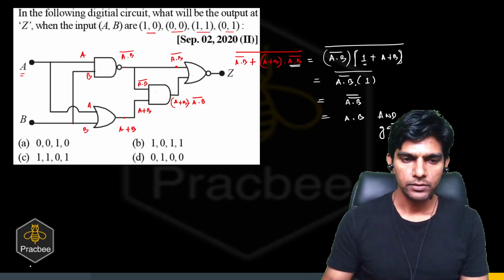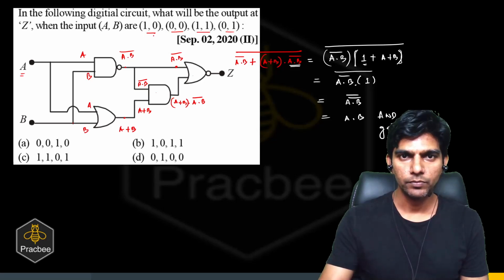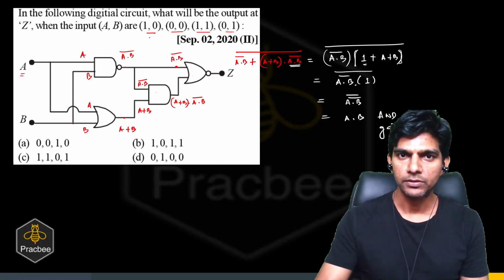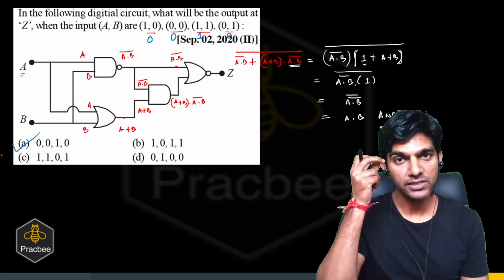So if it is an AND gate, for 1 0 we will get 0. For 0 0 we'll get 0. For 1 1 we'll get 1. For 0 1 we'll get 0. So it will be option A. I hope the concept is clear.